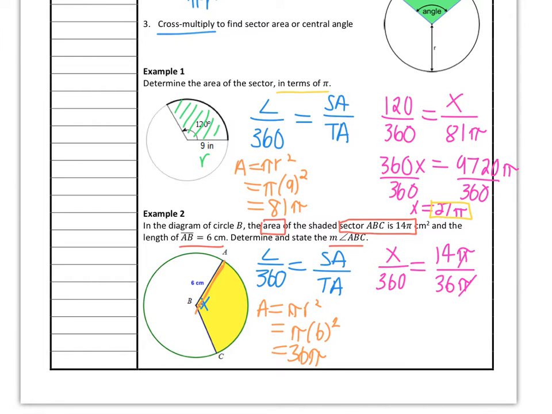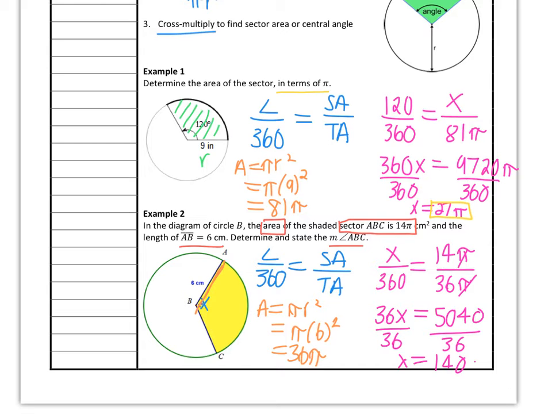So now that we did that, we're going to cross multiply. 36 times x is 36x. 360 times 14 is going to give us 5,040. Again, my goal is to solve for x, so divide by 36, divide by 36. x equals, oh, I did that wrong, sorry. And again, 5,040 divided by 36, we get 140.